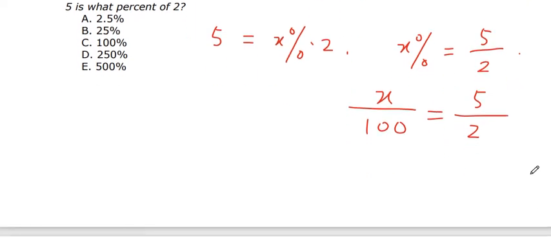So we can find it. We change this 5 over 2 by changing the 2 to 100, so we multiply by 50. So here 5 multiplied by 50 is 250.